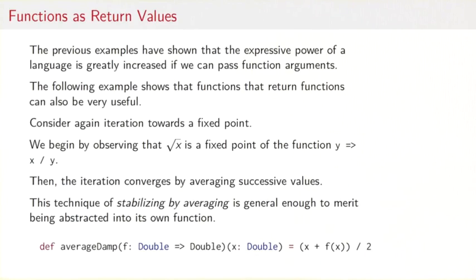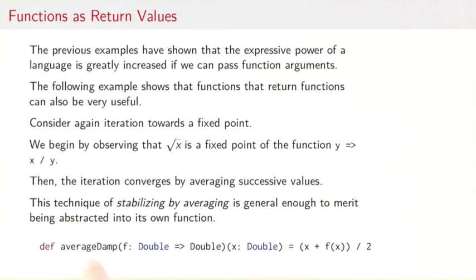So the previous examples have shown that the expressive power of a language is greatly increased if we can pass functions as arguments. I'm going to show you next that it's also very useful to have functions that return other functions. And I'm going to show you that with fixed point as the example. Let's go back to our observation that square root of x is a fixed point of the function that maps y to x over y. We've seen that square root doesn't converge that way, but we could make it converge by averaging successive values. This technique of stabilizing by averaging is general enough to merit being abstracted into its own function. Let's see what this function would look like.